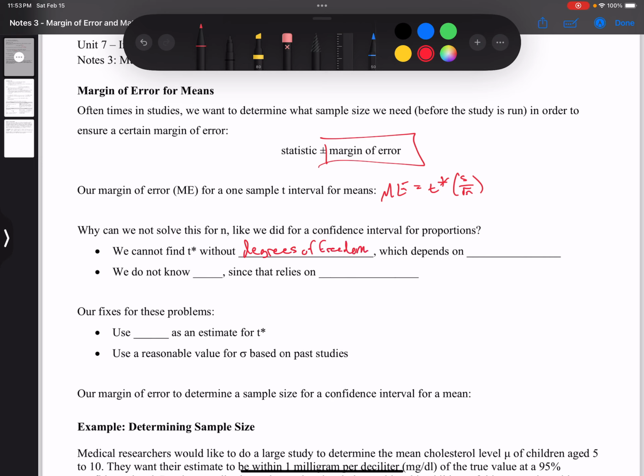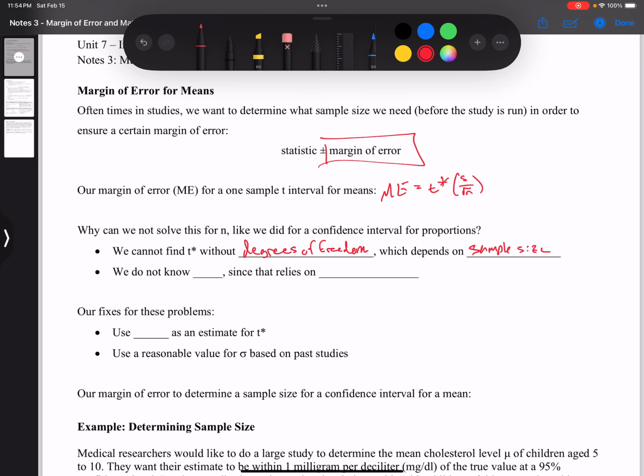And what do we need for degrees of freedom? Well, that's going to depend on the sample size. And what are we trying to find out right now? We're trying to figure out how to make our margin of error a specific thing, and the only thing that we can adjust is that sample size. So if we don't know the sample size, we can't know the degrees of freedom, and we can't know t star. So there's an issue there.